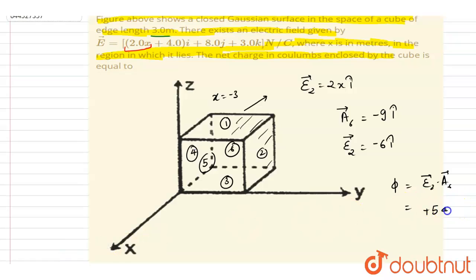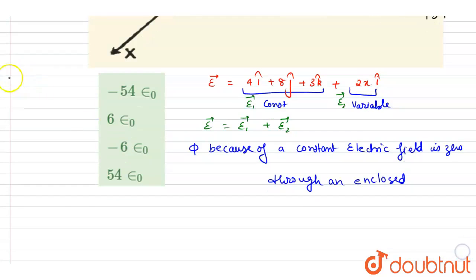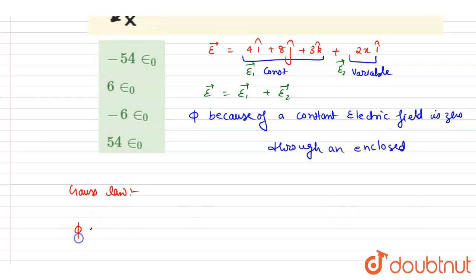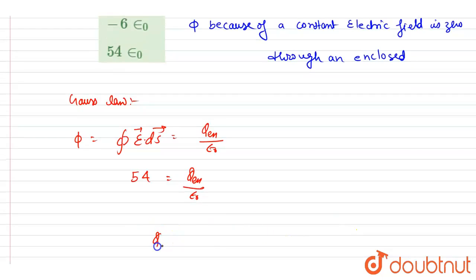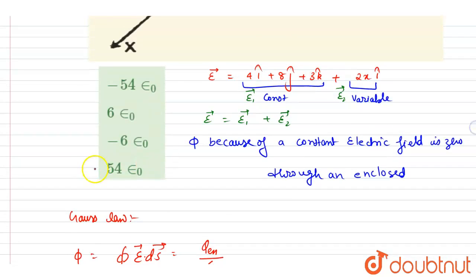Now, as you got the flux, from Gauss law, the flux associated, integral of E dot ds for the closed surface, is equal to q enclosed by epsilon naught. So E dot ds we got 54, and it is equal to q enclosed by epsilon naught. So q enclosed is simply 54 epsilon naught, and this is the answer. Now check for the option: 54 epsilon naught, D, is correct.